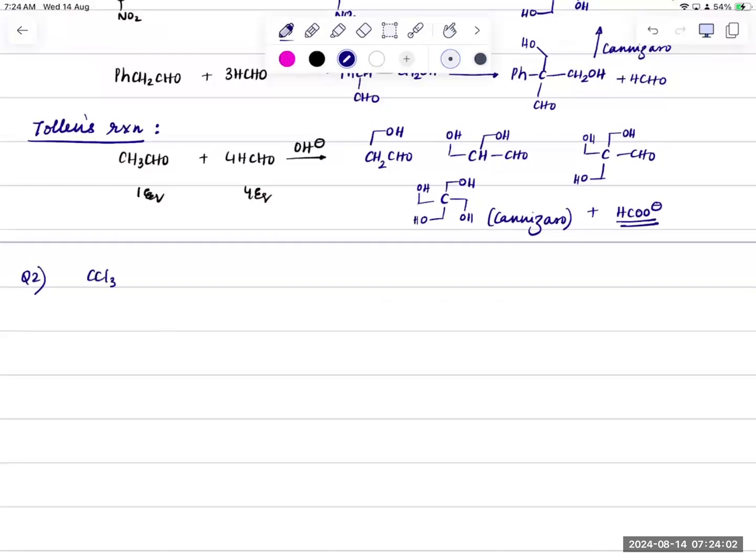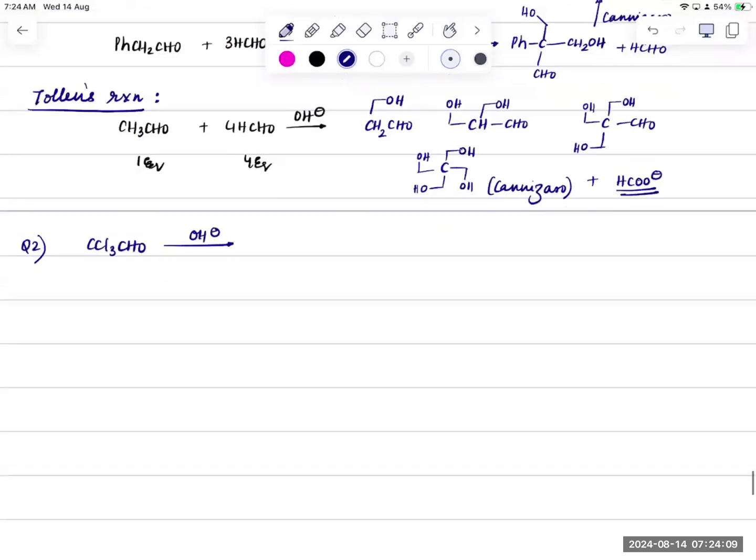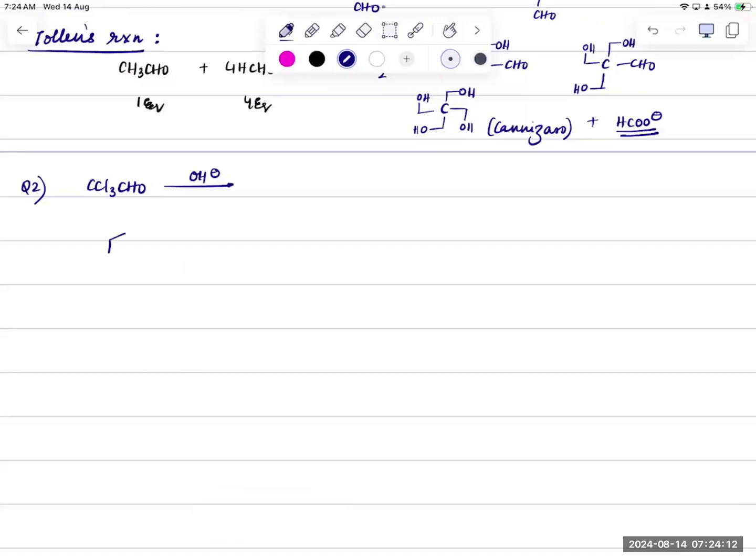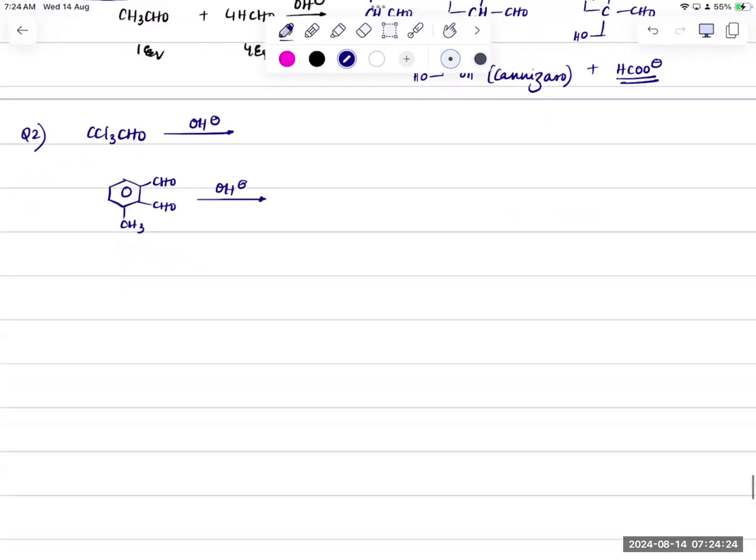Suppose if it is given CCl3CHO and treated with OH minus, then what is the product we will get? Similarly, if you have CHO and CH3 here, and then OH minus attacks, then where will the reaction happen? And NO2, CHO, and CHO. Where does the Cannizzaro happen? What is the product you will get?